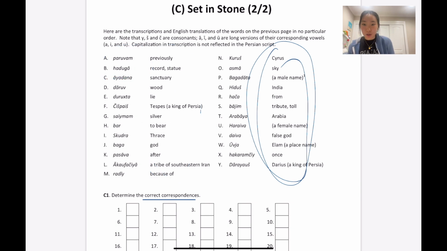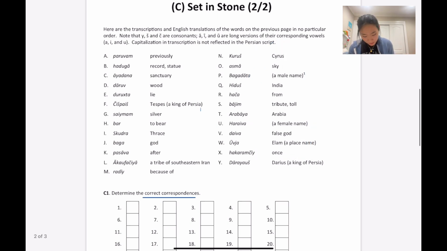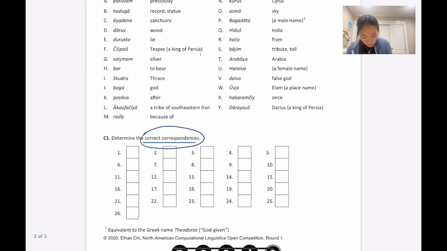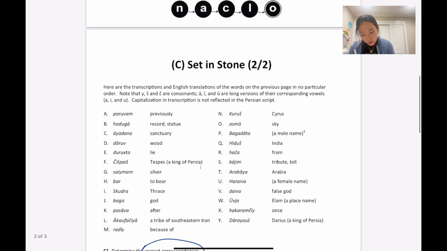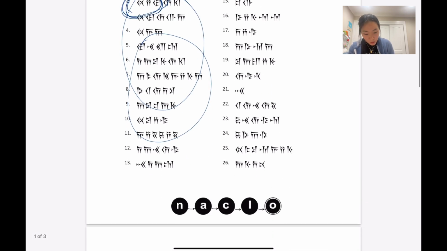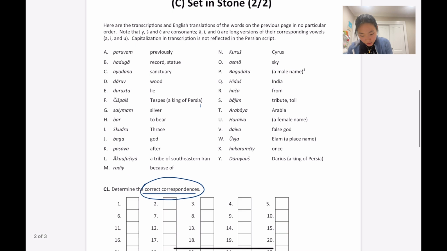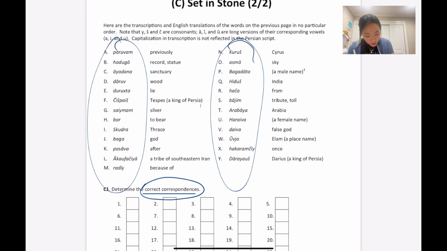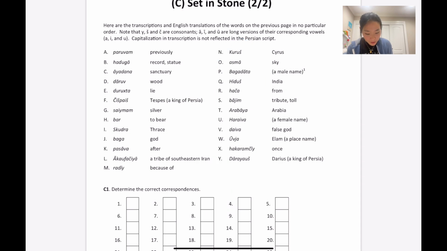But they do give it to us, so it's probably useful at some point. But for now, what I want us to focus on is the fact that we want to determine the correct correspondences. And so we should really just be focusing on looking at the symbols and seeing how we can match all of these symbols to each of the transcriptions, the Romanized versions. All right, great. So with that out of the way, let's continue on with the problem.